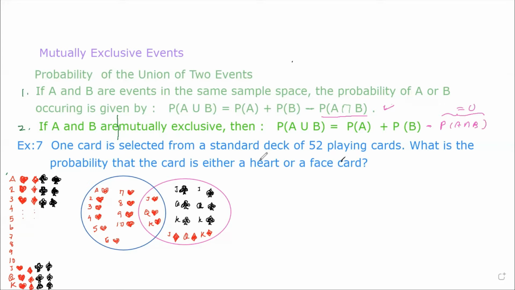Most of the time in probability, they will use cards as the example because they have more objects and more elements to explain and to ask more questions. So let's look at an example about cards. One card is selected from a standard deck of 52 playing cards. What is the probability that the card is either a heart or a face card?